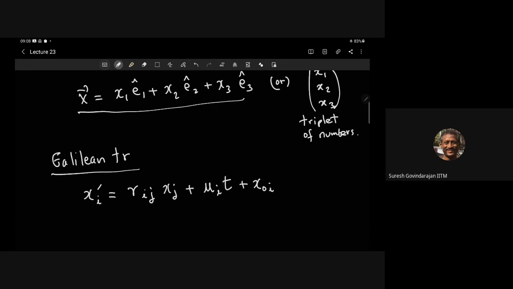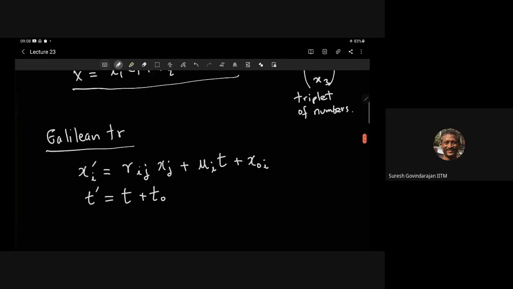Right, so these were three parameters here. Okay, and there's also t prime, so they also have a time. Is t prime equal to, say, let time be matched up, but we could have a shift. Right, so this was the general Galilean transformation. Okay, so this was the picture. So is this clear? This is what we had written.